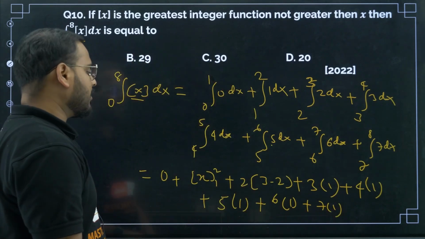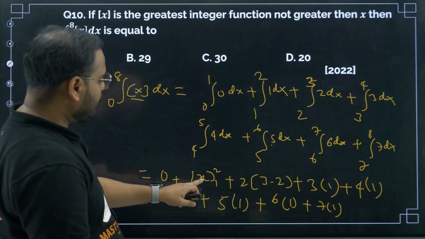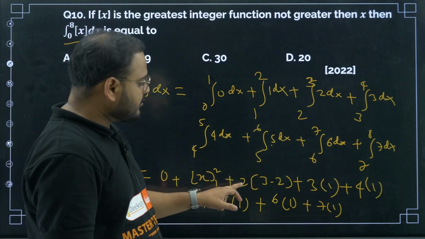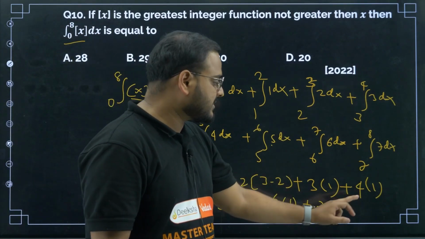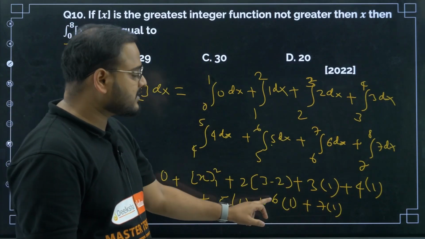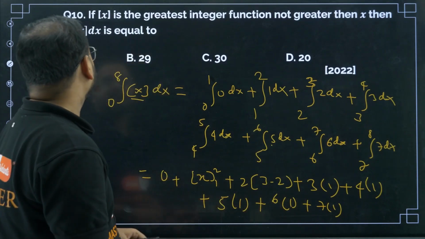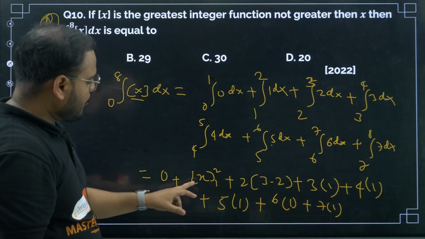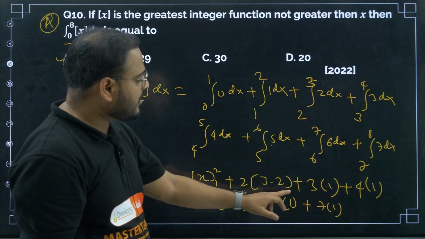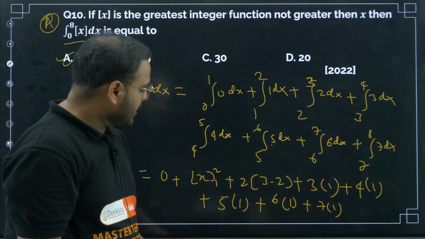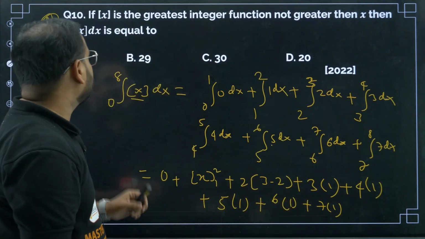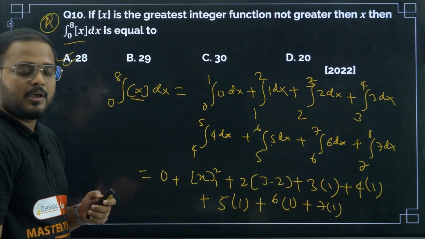So basically we have to add what? 1 is also there, no, 2 minus 1 you have to do. So 1 plus 2 is 3, 3 plus 3 is 6, 6 plus 4 is 10, 10 plus 5 is 15, 15 plus 6 is 21, 21 plus 7 is 28. Option A. I'll just cross-check again. 1 is over here, 2 plus 1 is 3, 3 plus 3 is 6, 6 plus 4 is 10, 10 plus 5 is 15, 15 plus 6 is 21, 21 plus 7 is 28. Answer is 28. Very simple.